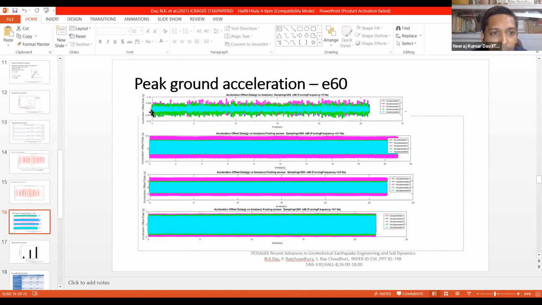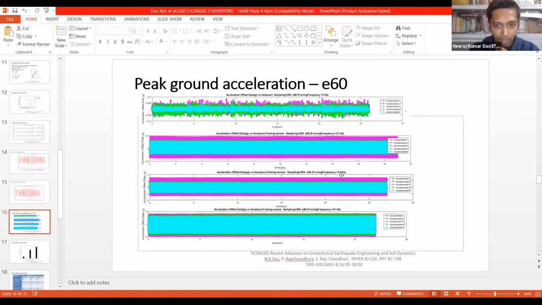So this is basically the offset acceleration with time. Sir, this is for 5 hertz, this is for 21 hertz, this is 23 hertz and 41 hertz. For E60, the resonance frequency is 23 hertz. So you can notice the ordinate of this PGA, peak ground acceleration, of the accelerometer sensor placed at the foundation edge is 0.005 at 5 hertz. At 21 hertz, it's just a 10 times increase, 0.5.